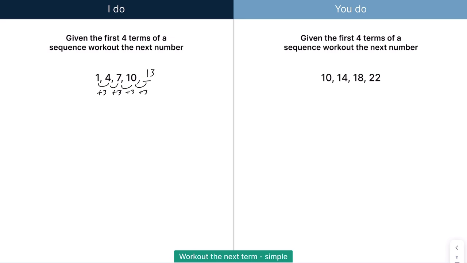Again, hopefully you pressed pause and had a go on the right. And hopefully you noticed that each one of these is going up by 4. So if I add 4 here, that means the next term is 26.